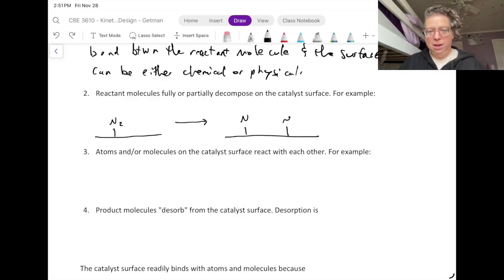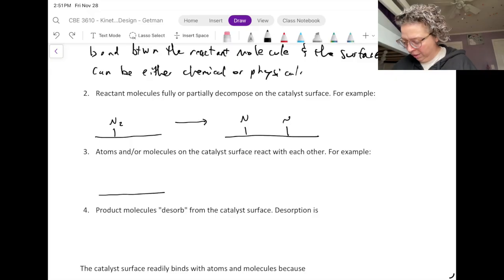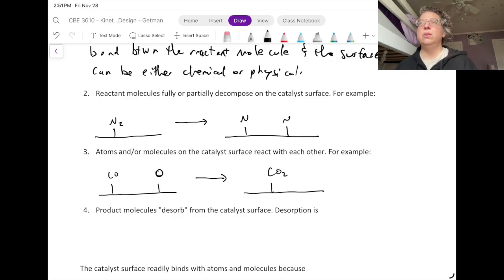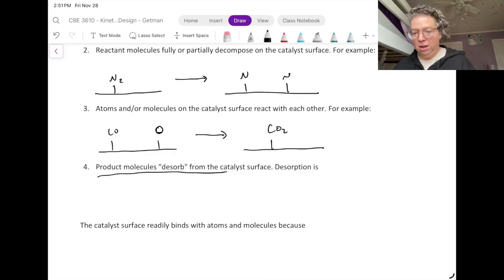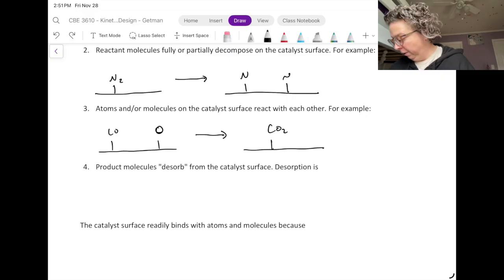Once these atoms and molecules are on the surface, they can react with each other. An example of this would be carbon monoxide bound to the surface reacting with oxygen bound to the surface to form carbon dioxide. In this case, an oxygen atom reacted with a carbon monoxide molecule to form CO2. Another thing that would happen is that the product molecules would desorb from the catalyst surface. Desorption is essentially the reverse of adsorption.